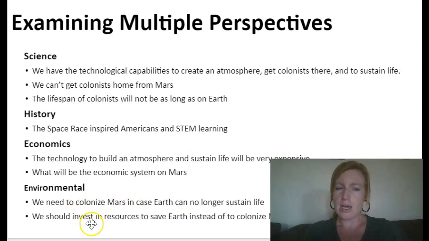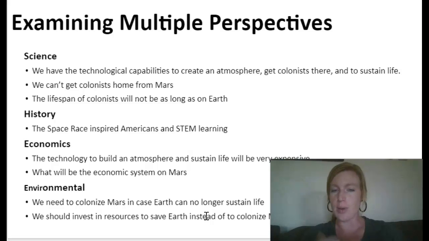For environmental, we need to colonize Mars in case Earth can no longer sustain life. As we know, with global warming, the Earth is heating up and our population continues to expand. And so this could be a stance or perspective to have in colonizing Mars: we should, because there's no telling how long we can sustain life on Earth.